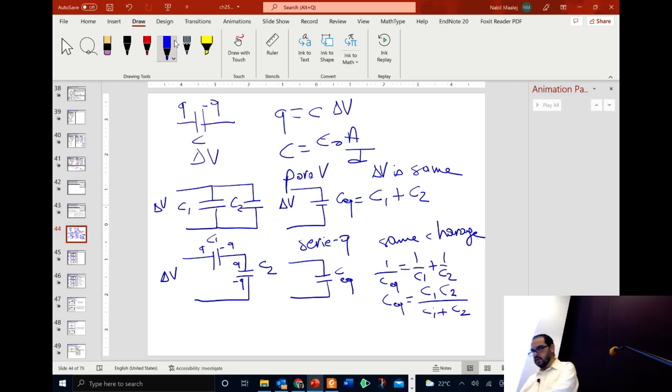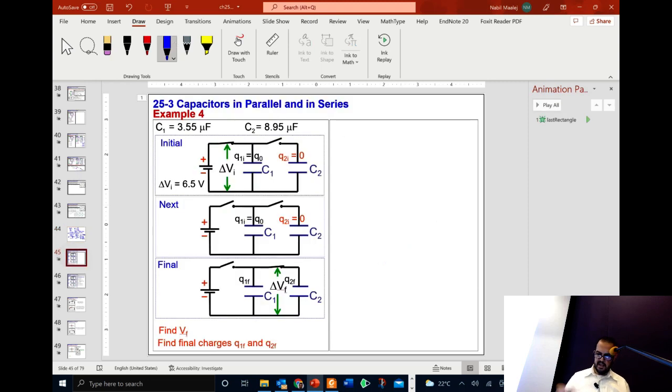So you start with C equivalent. What is its charge? What is its potential difference? Go backwards, the previous step, determine the charge and the potential difference, and keep going backwards until you can find the charge and the potential difference across any capacitor in the circuit. Okay, so this is where we stopped last time.